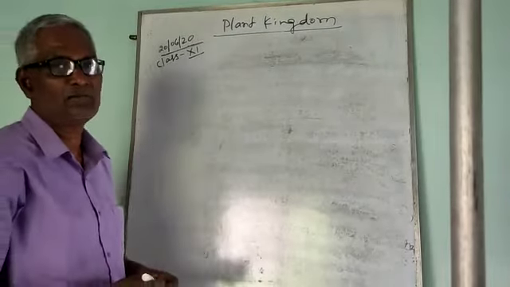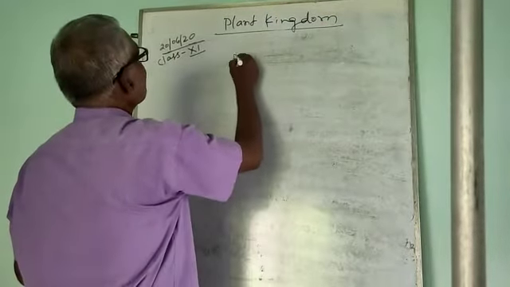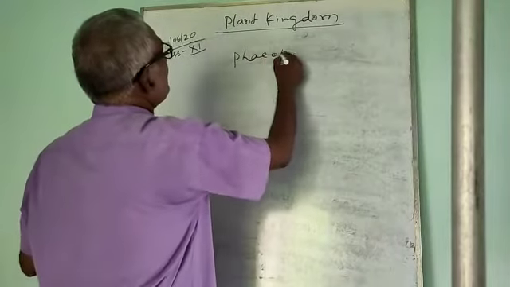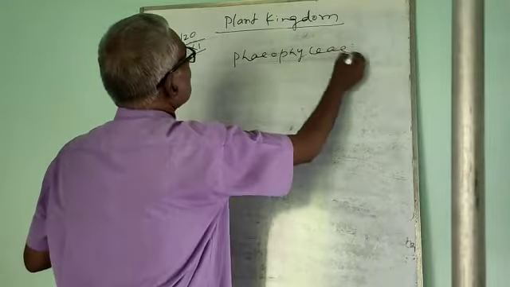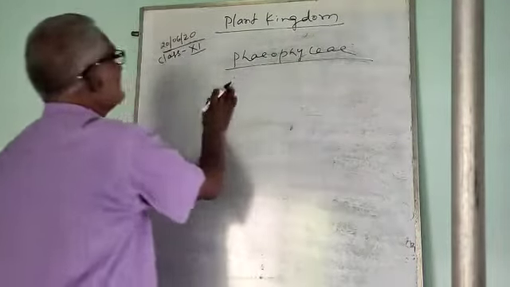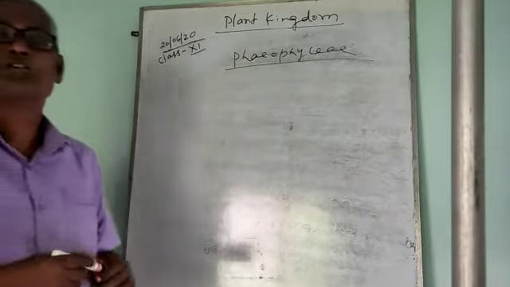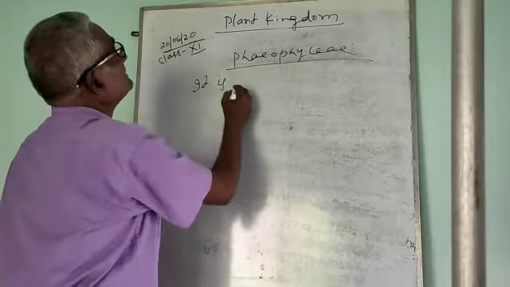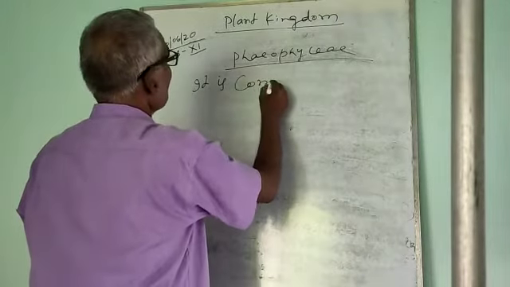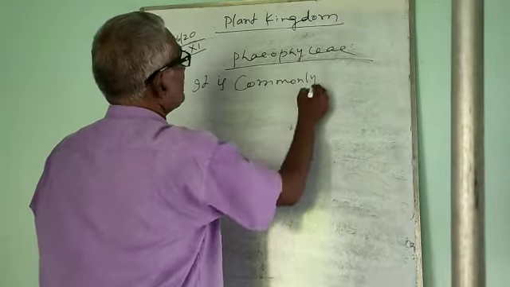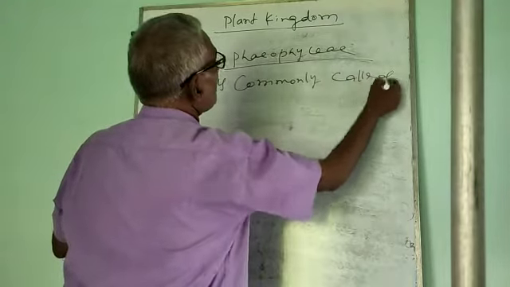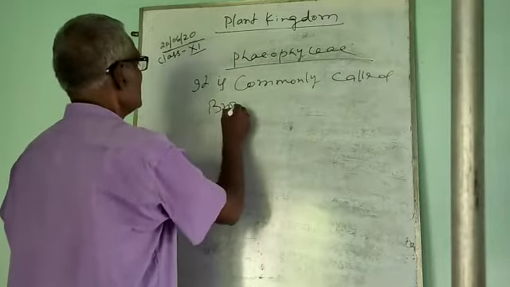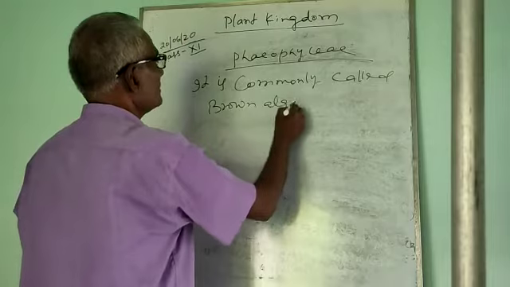Another class of algae is Phaeophyceae. It is commonly called brown algae.